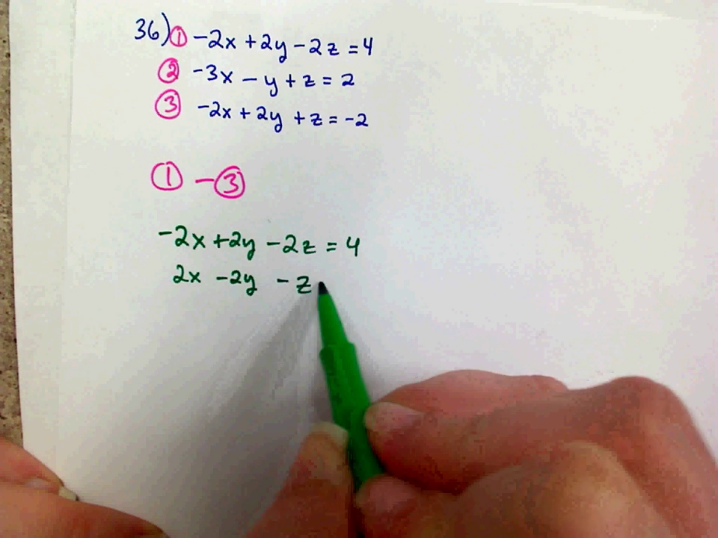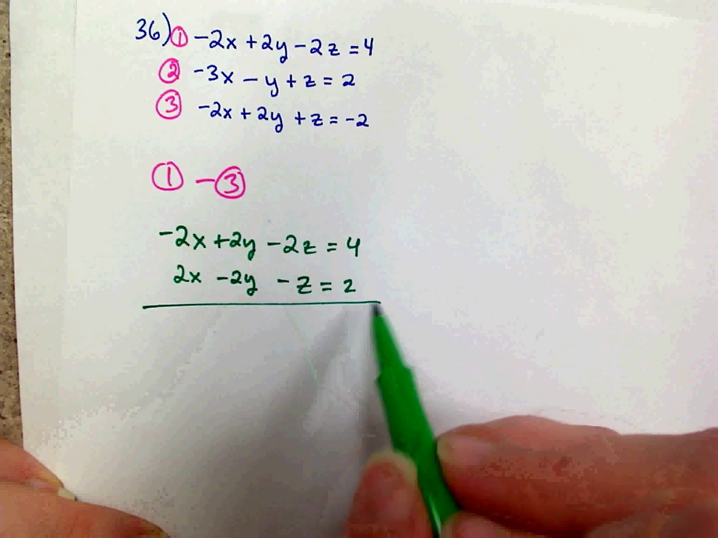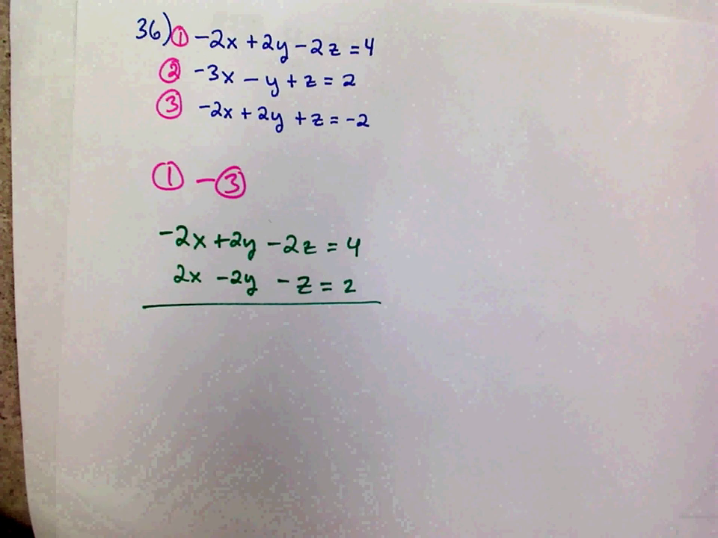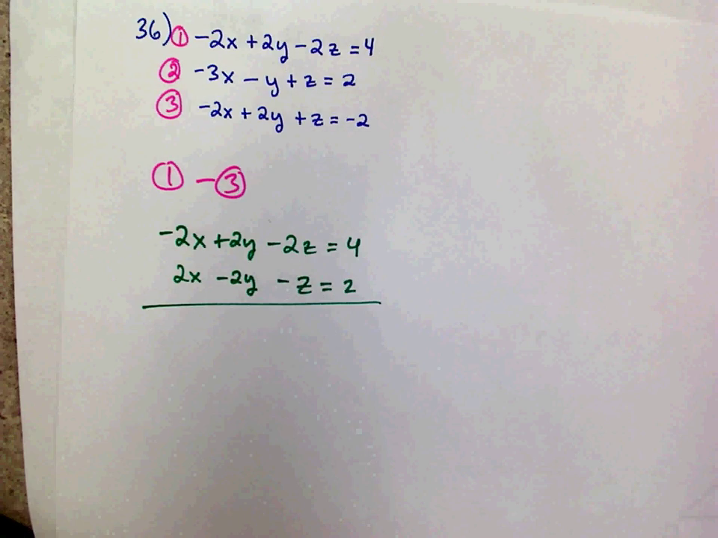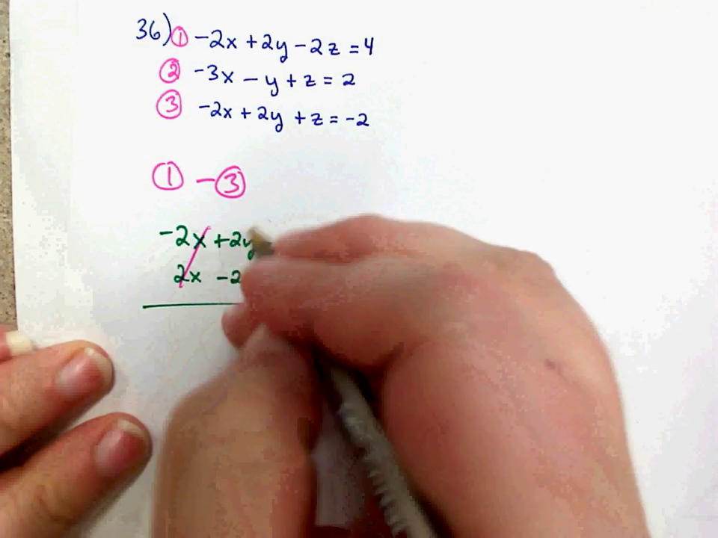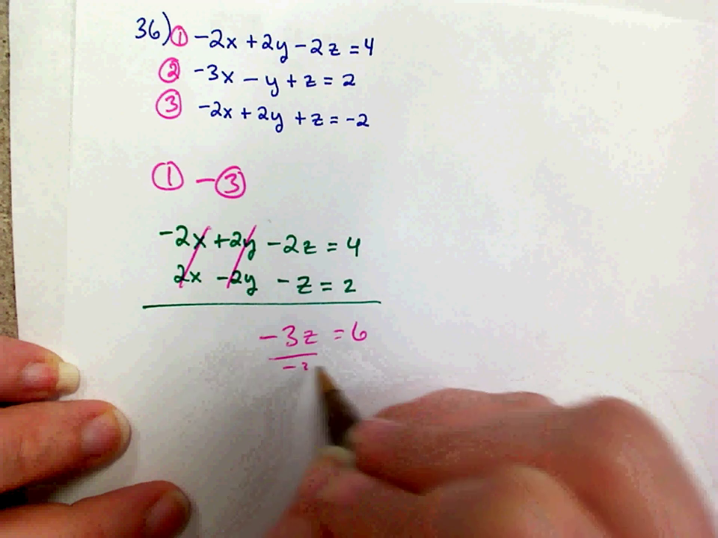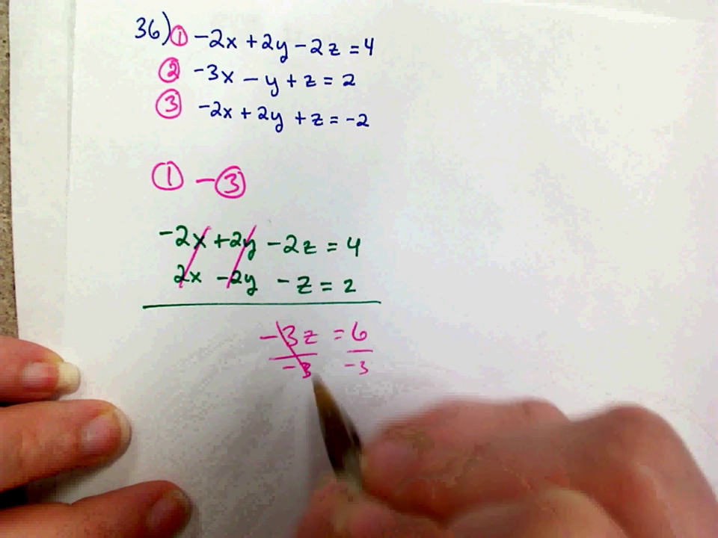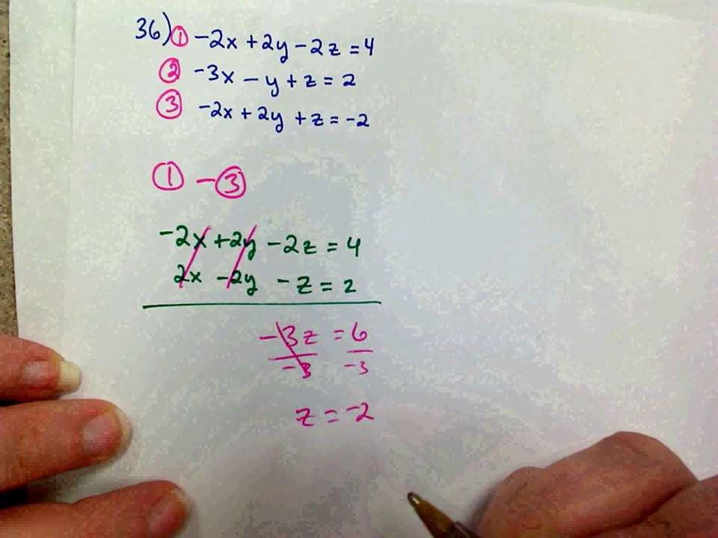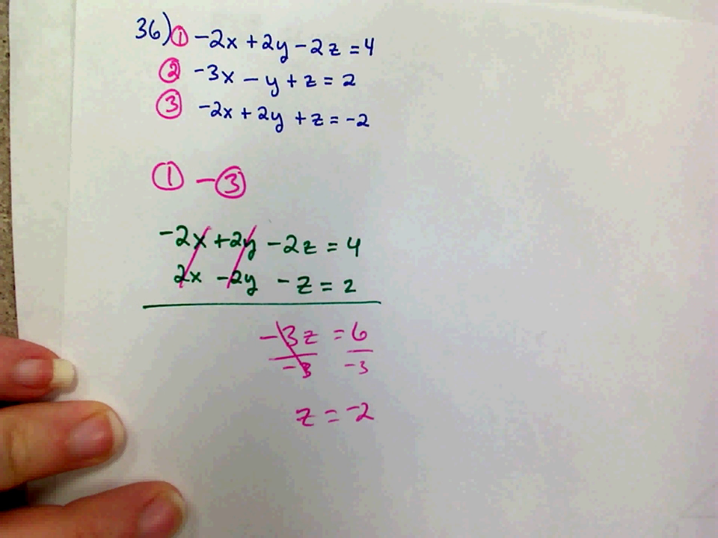And then add. So I notice that these two cancel each other out. That one and that one. That leaves me with negative 3z equals 6. Divide by negative 3. Z equals negative 2. Okay? So like I said, make sure you cancel out something other than the z, and then you're fine.